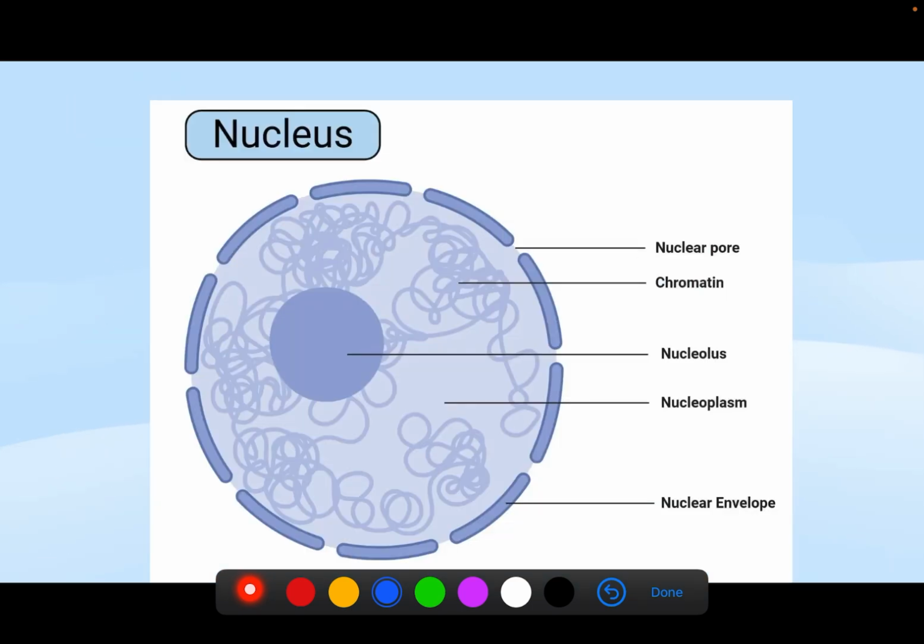So let's study the structure of the nucleus. The nuclear envelope consists of two membranes running parallel to each other. Then they are interrupted by the minute pores known as nuclear pores, which help in the passage of RNA molecules and protein molecules between nucleus and cytoplasm. It contains chromatin, nucleolus, and nucleoplasm.